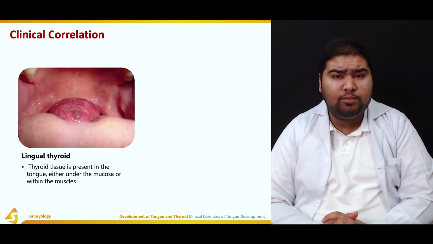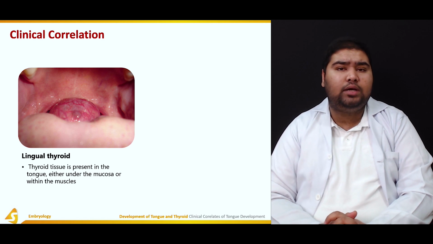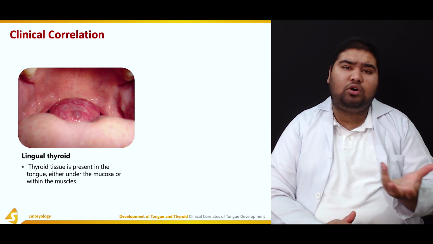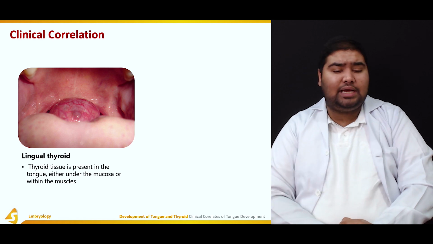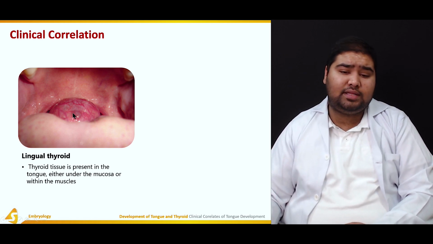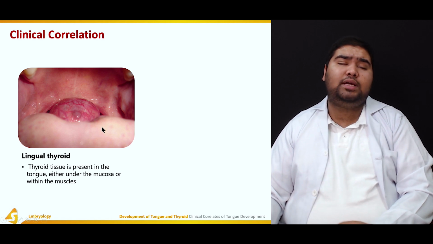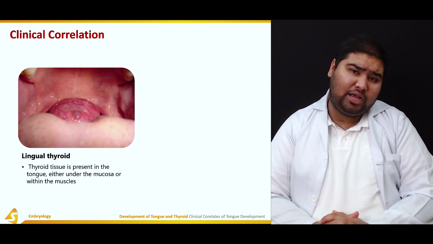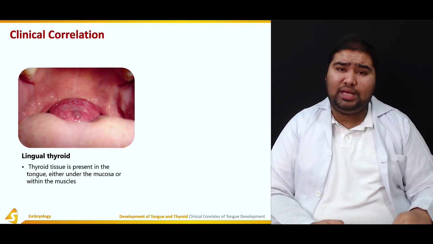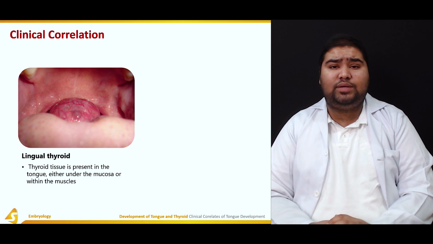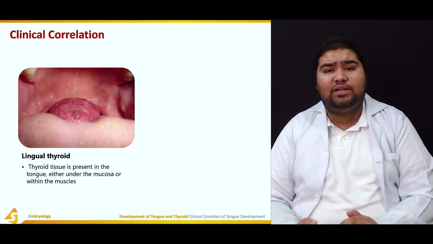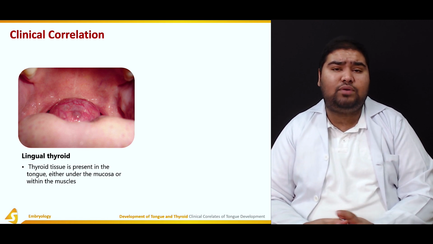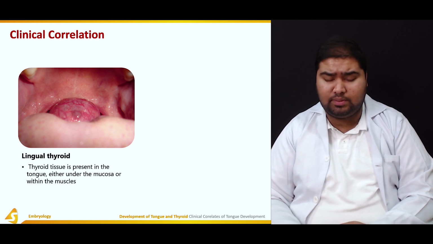Now moving on, we have the lingual thyroid. In lingual thyroid, the thyroid gland lies within the substance of the tongue. So thyroid tissue is present in tongue either under the mucosa or within the muscles. Here you can see this is the thyroid tissue present. Hence it is known as the lingual thyroid. This thyroid might be the only thyroid in the human body, and excision of which is not advisable, as after thyroidectomy of this thyroid, the patient might have to undergo lifelong thyroid treatment.